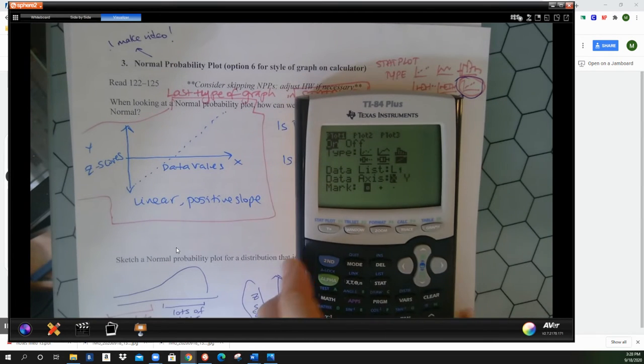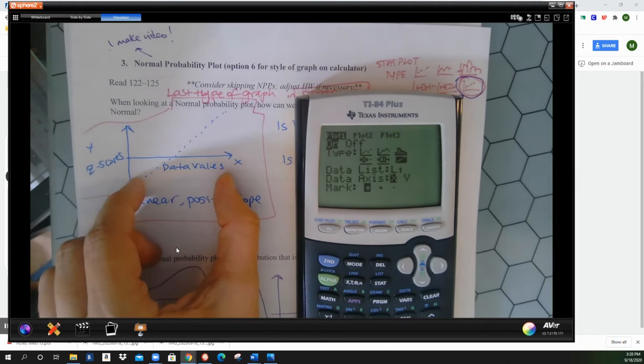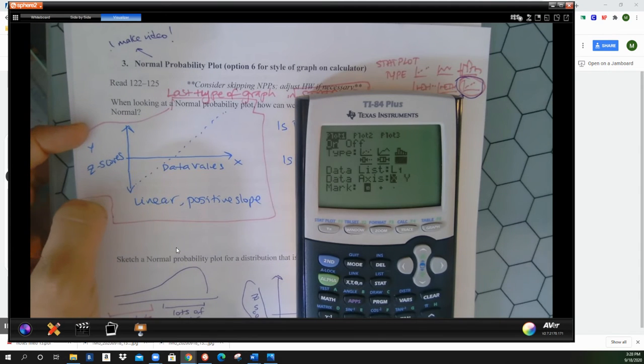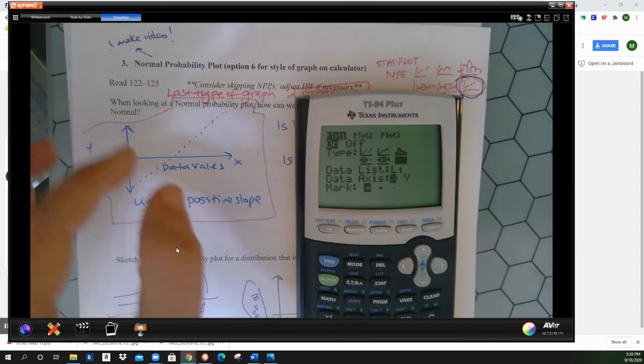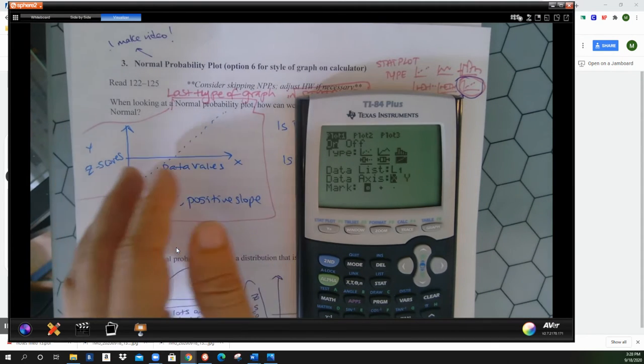What it does, it's going to list your data values themselves. So it's going to have the fridge capacities in the x-axis. And then the other axis is going to be z-scores. So how far above or below mean relatively these guys are. So each dot will be a fridge and how above or below average it is.